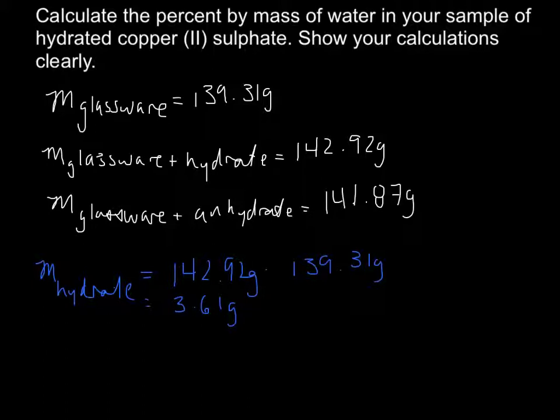Once I've got that done, it's useful to then figure out the mass of our product, so the glassware and the anhydrate. So this time I'm going to figure out the mass of the anhydrate, so that'd be the CuSO4. And again, we're going to take the mass of our glassware and subtract it from the mass of the glassware and the anhydrate. Seems pretty logical to me. So let's go for it.